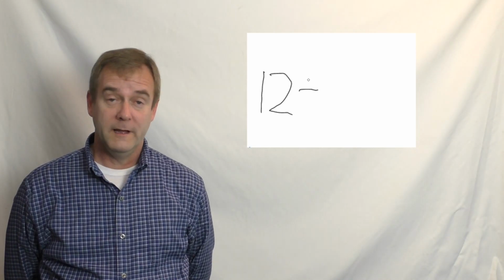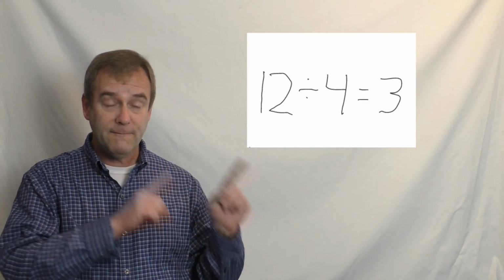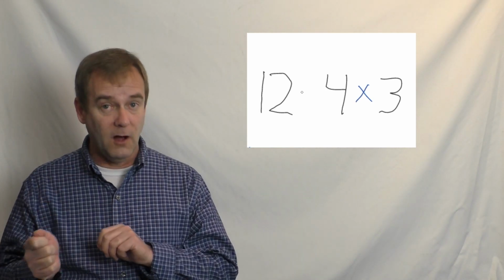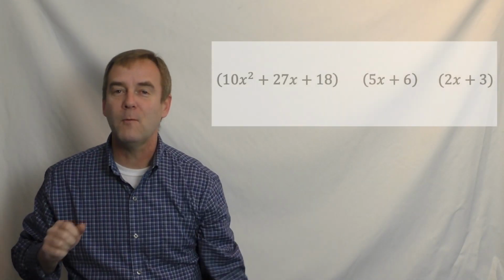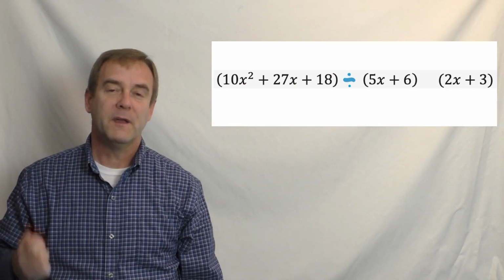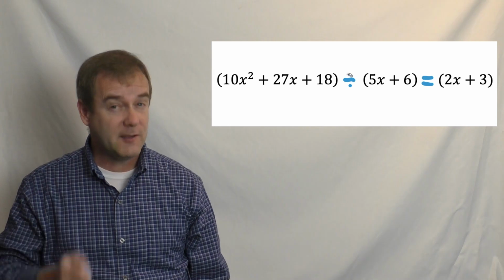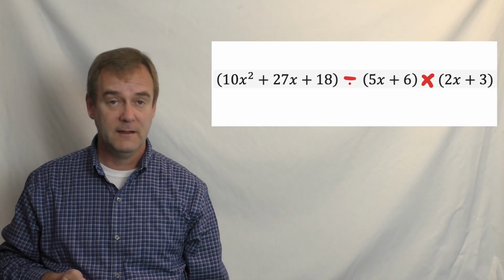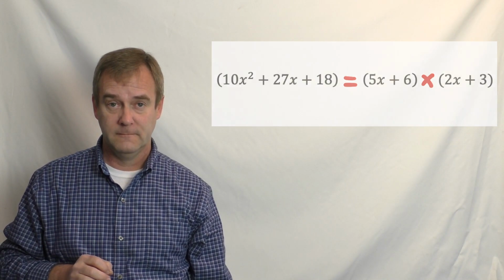12 divided by 4 is 3. So what that means is, if you had 4, and you needed to multiply it by something to get 12, that something would be 3. This works the same way for polynomial division, because if you had 5x plus 6, and you needed to multiply it by something to get 10x squared plus 27x plus 18, that something would be 2x plus 3. Now, how do we find that something?